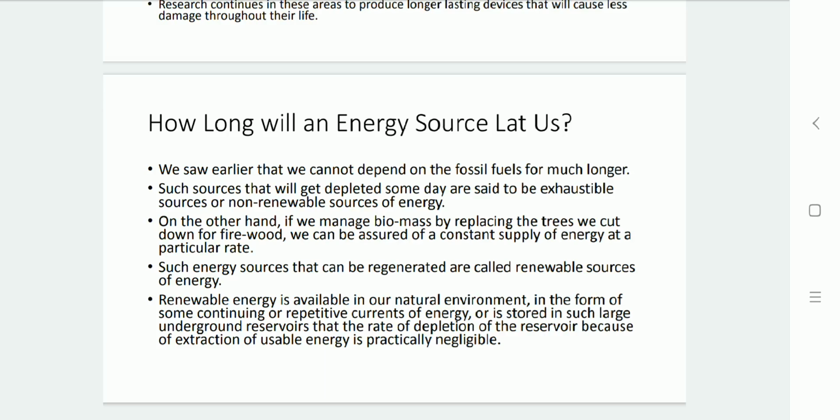So here in this chapter we have understood a number of sources. Is it renewable or non-renewable? Is it easily available? Is it cost effective? What is the technology, and everything.